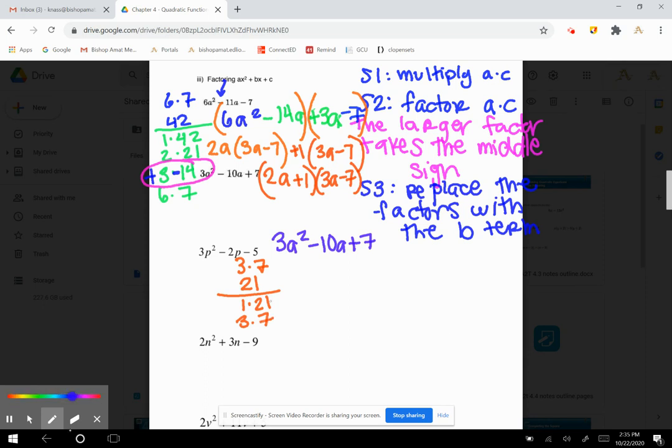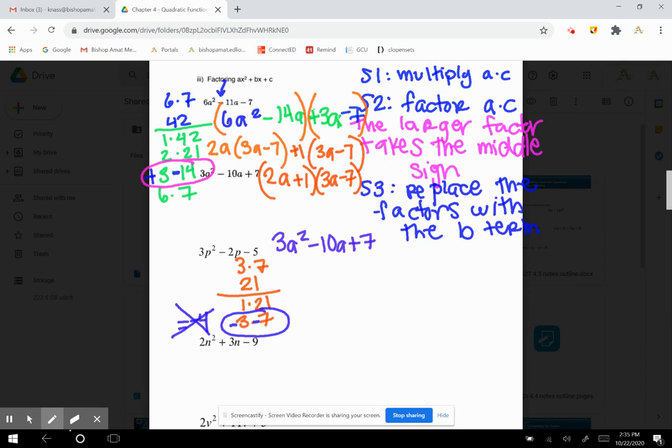Now, which one of these factors gets you 10? Well, it's going to be 3 and 7. And it's a negative. So negative, well, a negative 7 plus 3, that's a negative 4. And we don't want negative 4, we want negative 10. So we're going to make the 3 negative 2. Now we're going to rewrite this.